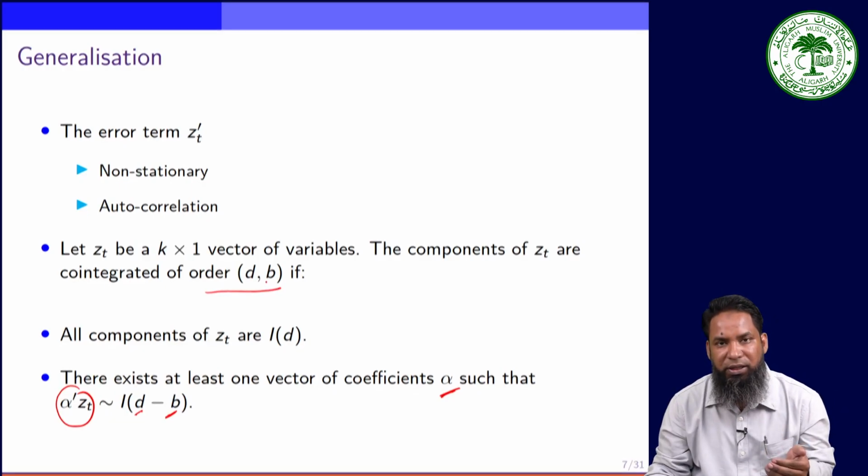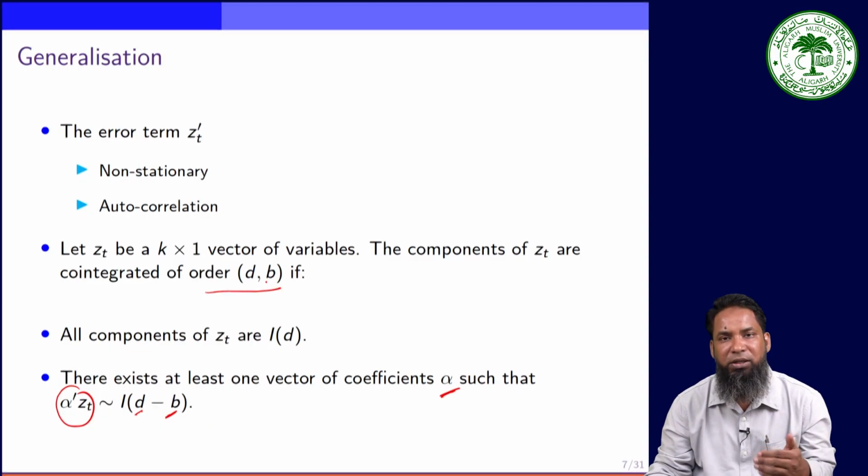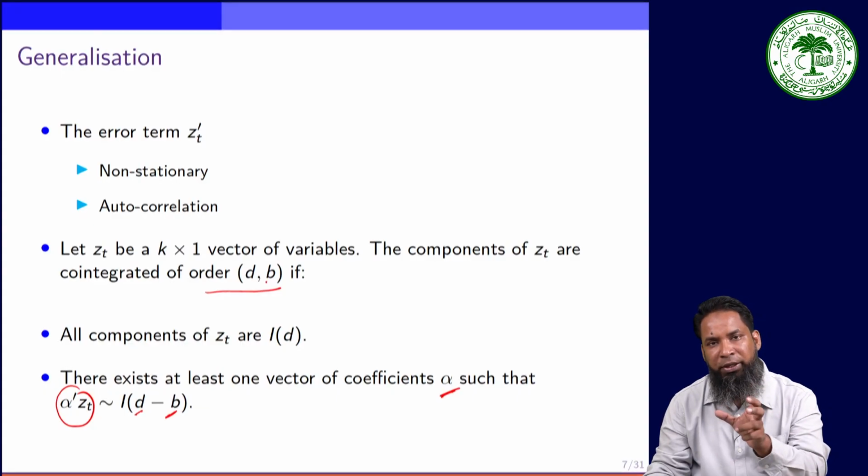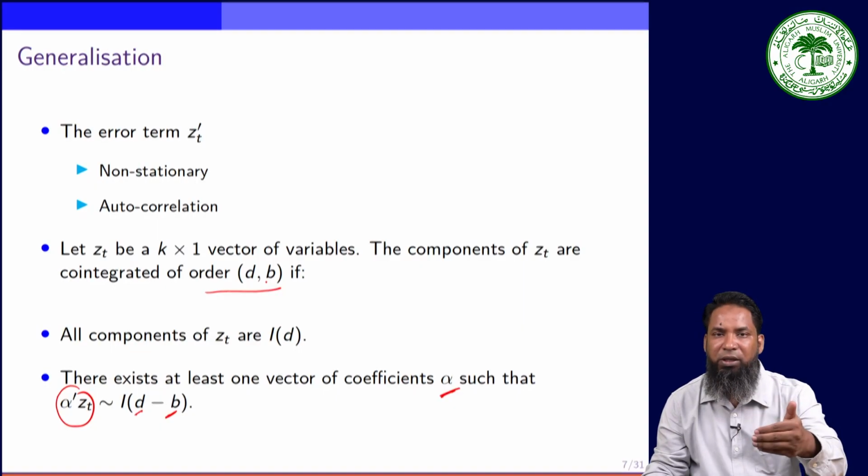So what it means basically, let us say the highest order of integration is 2 and the resultant zt is integrated of order 1. That means there will be one cointegrating vector. If the highest integration order of a variable is 5, then zt is supposed to be integrated of order 5. However, if there exists at least one value of alpha which makes this zt integrated of order 2, then there is a difference of 3. Then we will call the x variables cointegrated of order 5 comma 2. So that's what we mean by cointegration.